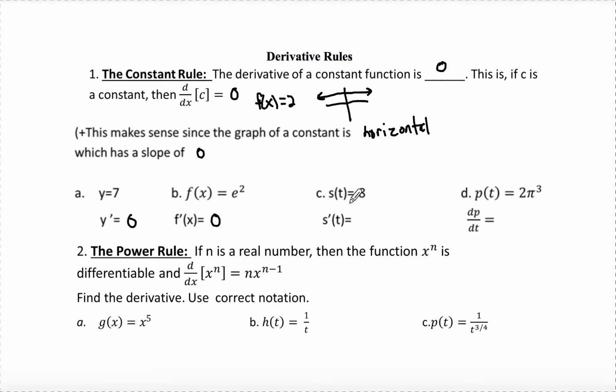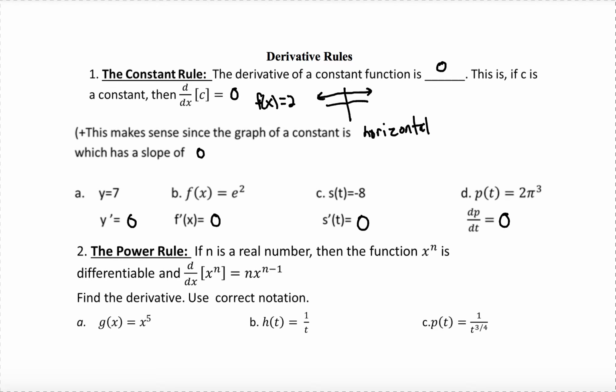All right? And same thing here, if s of t is negative 8, that is a constant, so its derivative is 0. S of t is some flat line at a value of negative 8. P of t is 2 pi cubed. Pi is just some number, right? So 2 pi cubed is just going to be some number, and the derivative of that, dp dt, is going to be 0. Relatively simple rule, but one that sometimes trips people up and they forget about. But don't forget pi, e, those are constants.